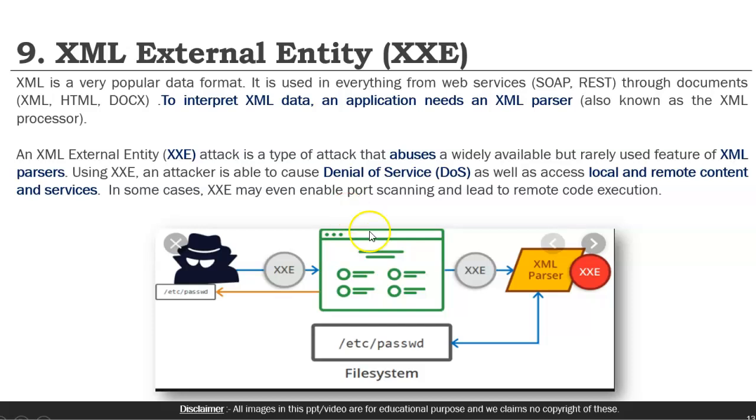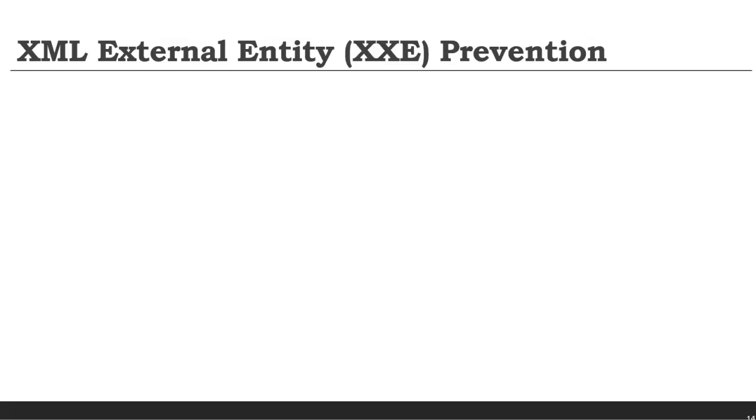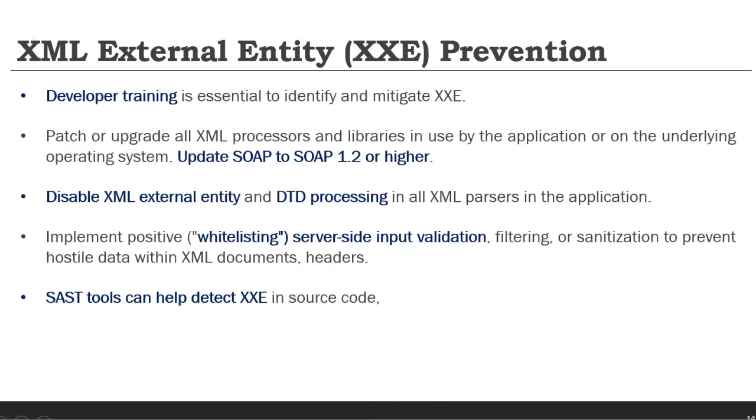So this way, attackers can use these vulnerabilities, and this is also one of the top 10 vulnerabilities. The prevention mechanism is to always give developer training about this type of attack. Also use patches and updates, and use the latest version, since version 1.2 or higher has overcome these vulnerabilities. Then also disable XML external entity or DTD processing, which is used in XML parsing. Also do server-side validation, input validation or whitelisting to filter the input data, and then use SAST or manual testing to detect the XXE vulnerability in the source code.